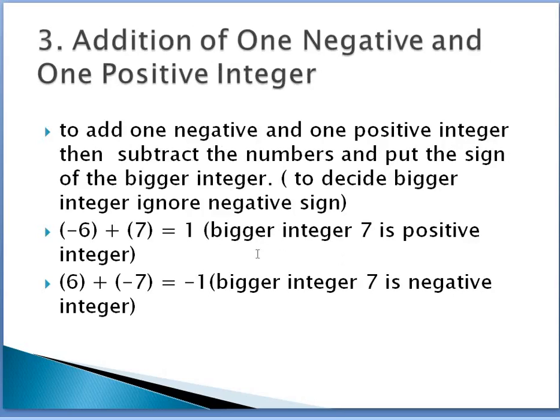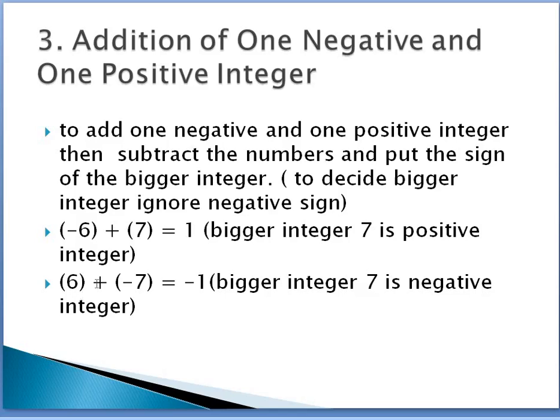Suppose you have to add one positive and one negative integer. Then subtract the numbers and put the sign of the bigger integer. To decide the bigger integer, ignore the negative sign. That is to say, minus 6 plus 7: subtract 6 and 7, you get 1. Now which sign do you write before 1? 7 is the bigger number, so it has plus. Plus 1 is the same as 1.